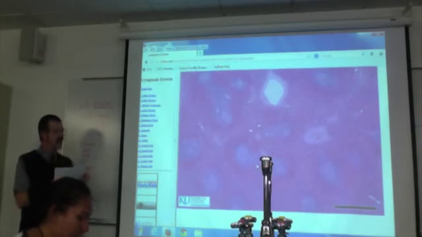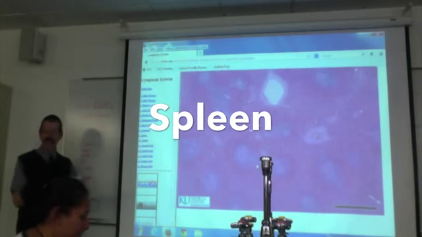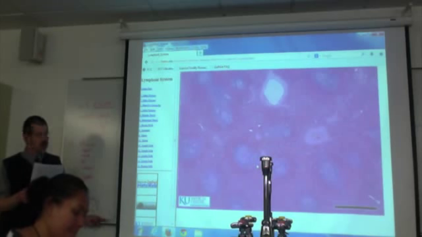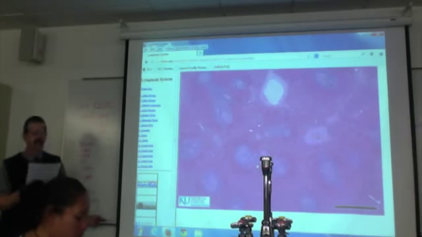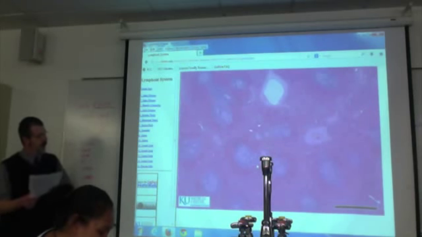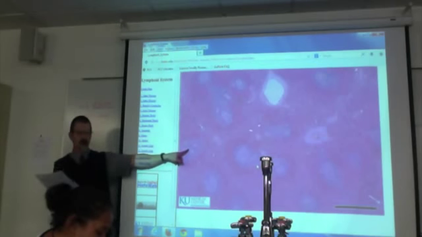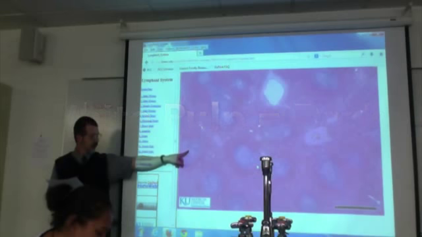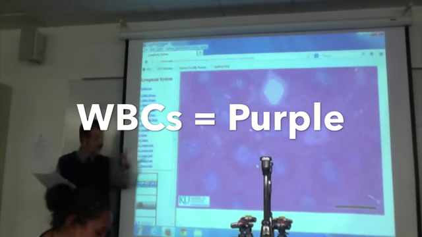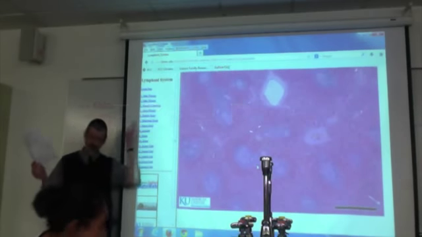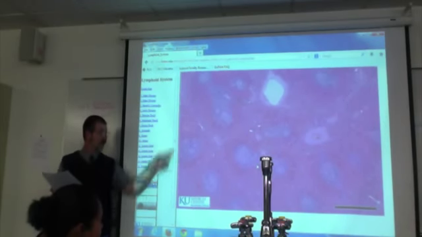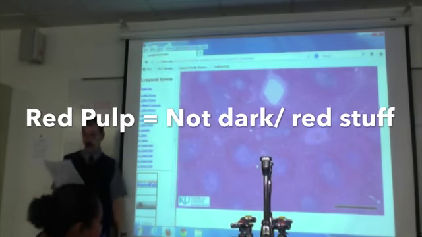So this is our next organ down, Mr. Spleen. You're looking at a close-up of a spleen. Do you see follicles? Yeah. Okay, but in a spleen, they name them differently. The dark things are called white pulp. I didn't come up with this. White blood cells are purple. White pulp is black. So what do you call the stuff that's not dark, the red stuff? Red pulp.